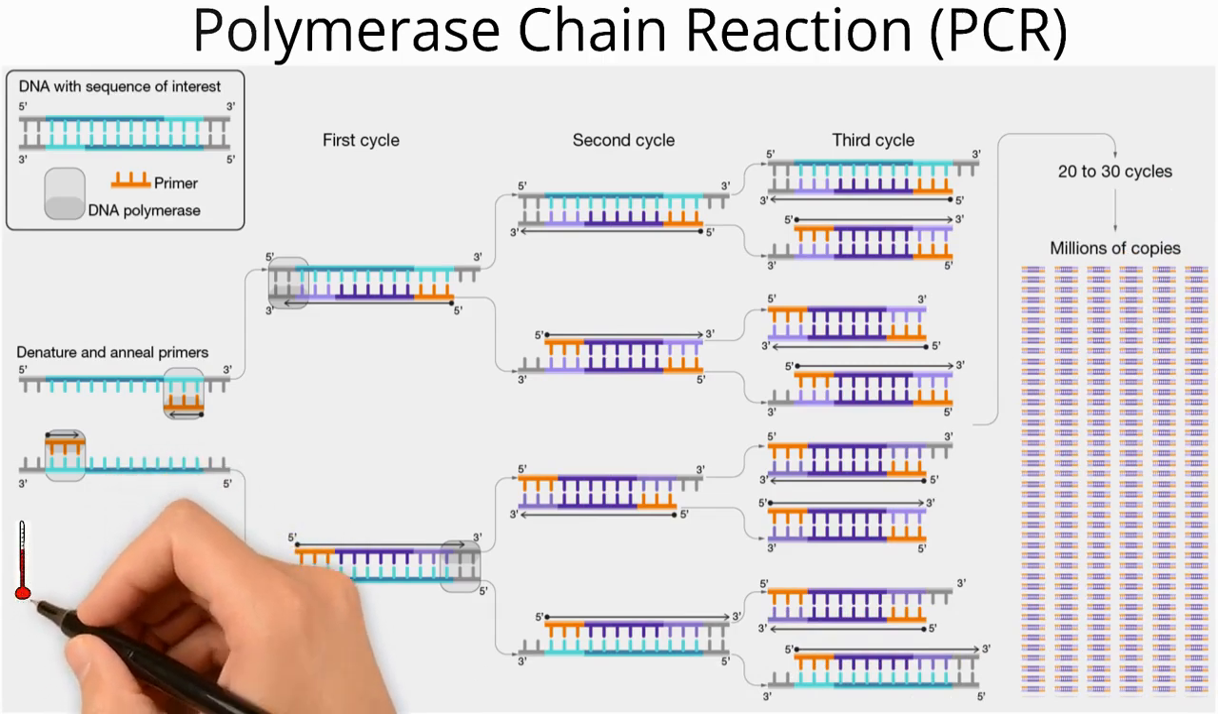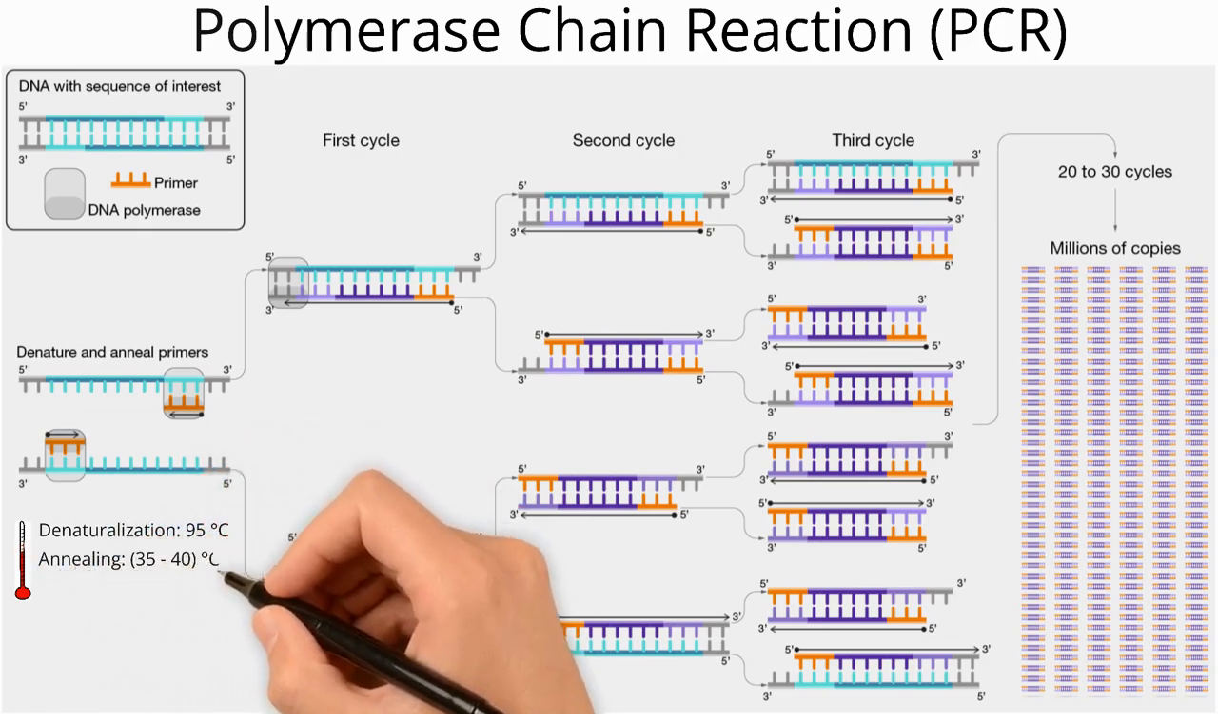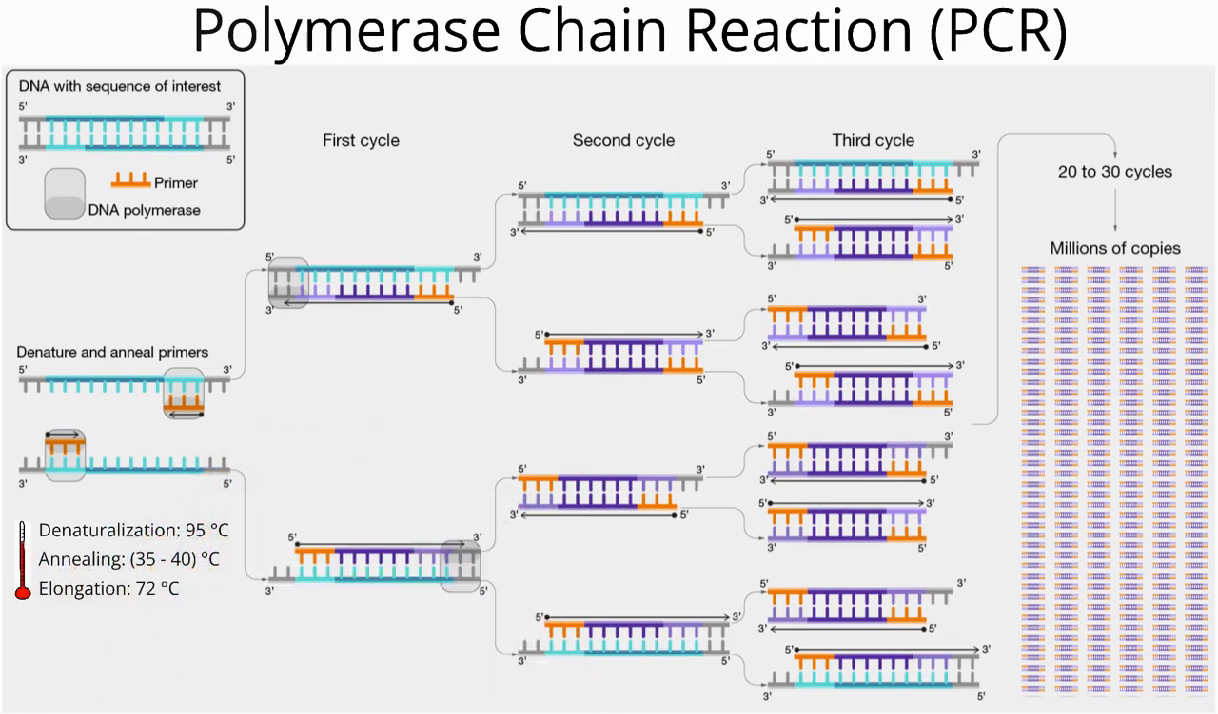Then, specific short DNA fragments called primers are annealed to these DNA strands at 35 to 40 degrees Celsius. In the last step, primers are extended by DNA polymerase at 72 degrees Celsius by adding complementary nucleotides to the 3' end of the primers. Starting from a single target DNA or RNA sequence, theoretically more than 1 billion product sequences can routinely be synthesized by a PCR in one run.